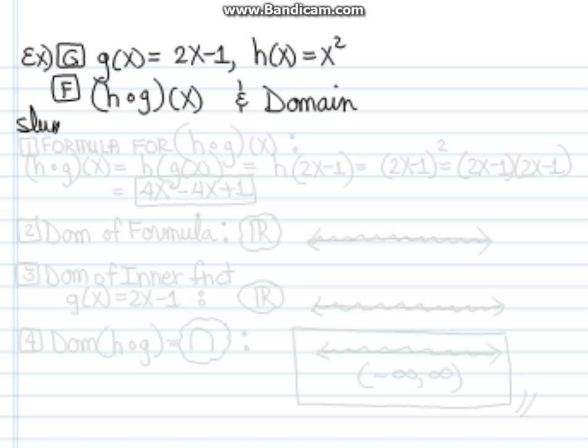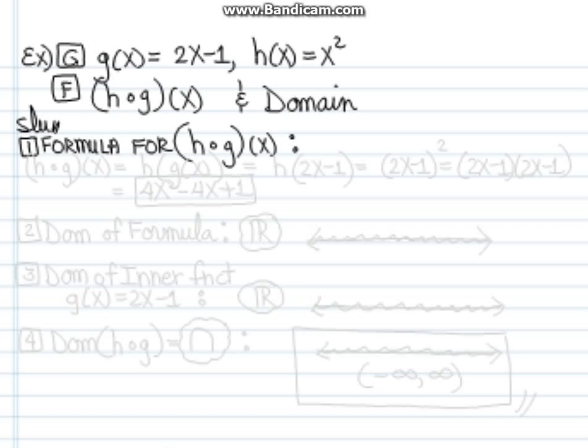Given g of x equals 2x minus 1 and h of x is defined to be equal to x squared, find the composition h composite g of x and the domain of the composition. Step 1, find the formula for the h composite g of x.